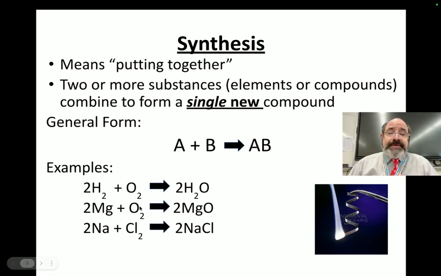We have magnesium and oxygen to make magnesium oxide. We have sodium and chlorine to make sodium chloride. So hopefully we'll see magnesium oxide in class. You've seen it already, but hopefully you get to do that in class. It'll be fun. So you get to see a synthesis.